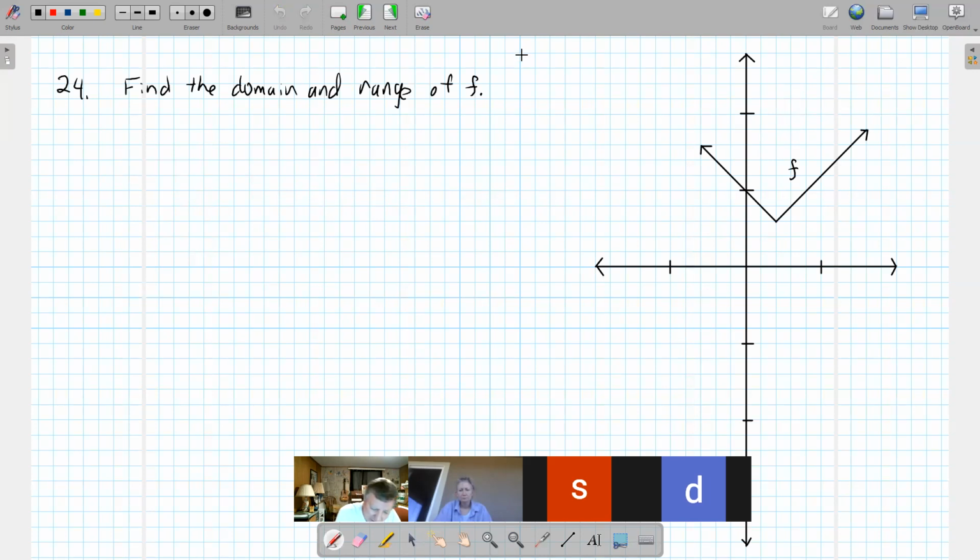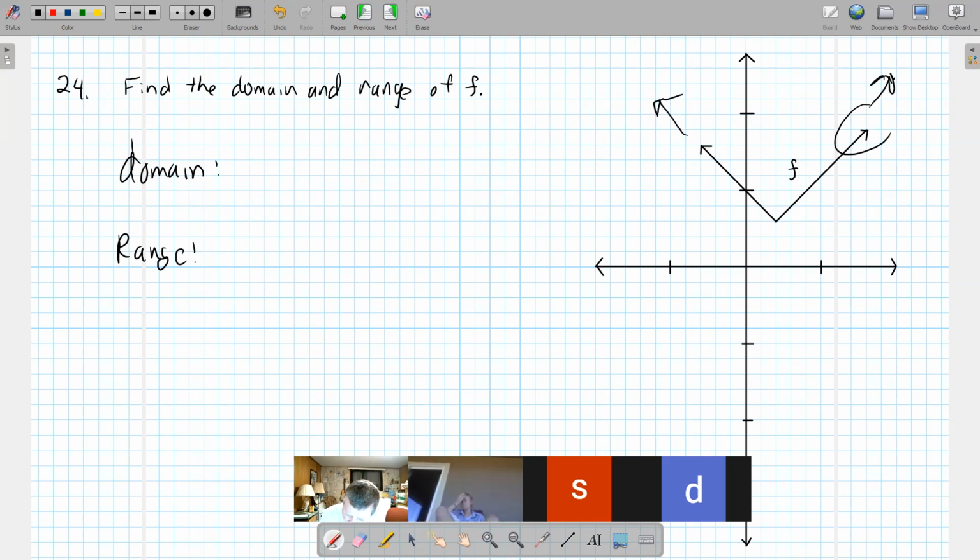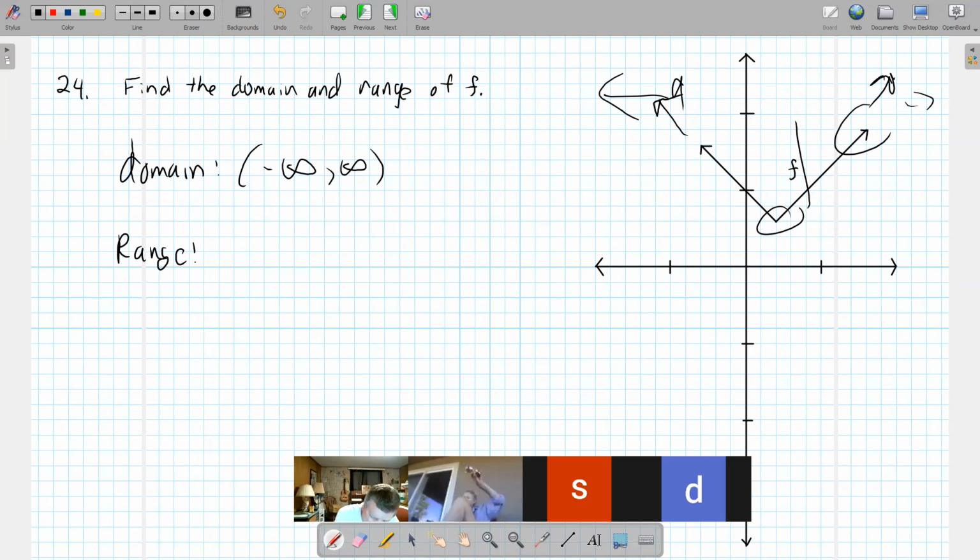Okay, so here, again, this thing is going up and over. This thing is going up and over. So it's going to continue to negative and positive infinity. So your domain is going to be all real numbers. But the range starts at 3 and goes up from there. So the range is going to look like that. It's going to include 3.